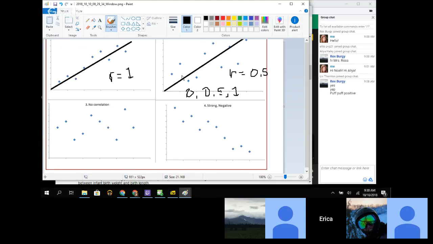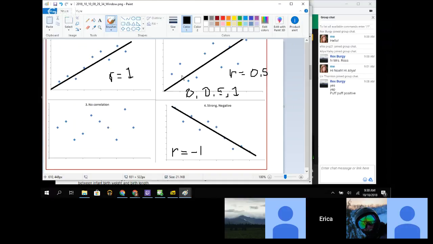So let's look at this one down here on the bottom right. If I go draw this, this is a negative correlation, right? It's decreasing. It's nice and negative. It has a pretty strong correlation. So I would say that if I had to estimate, this is closest to an R value of -1.